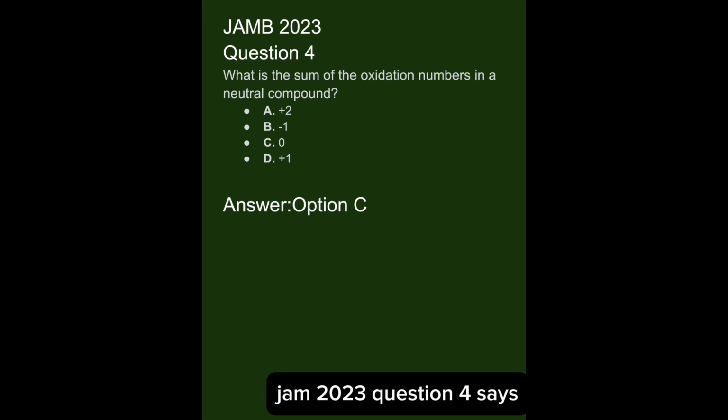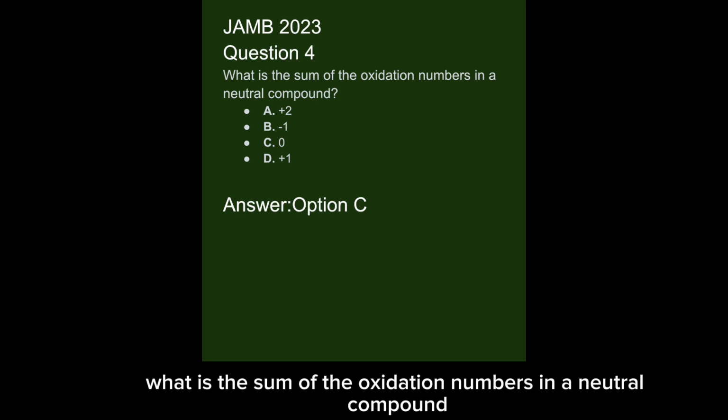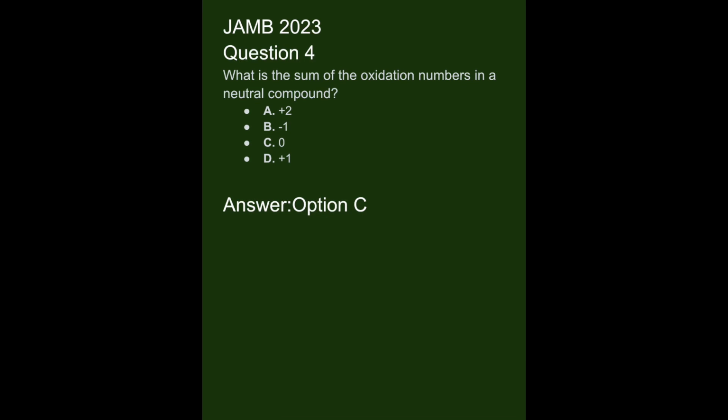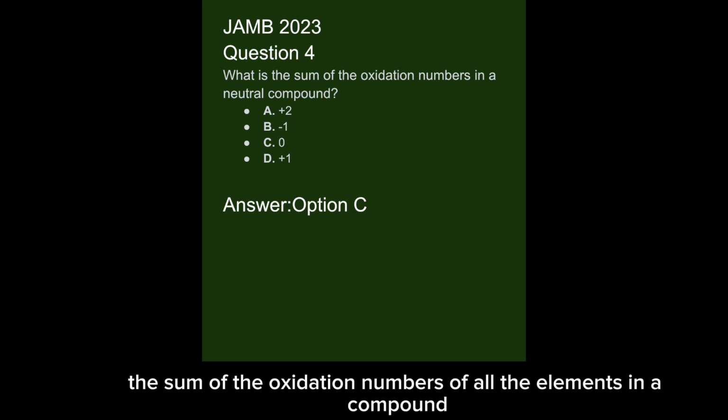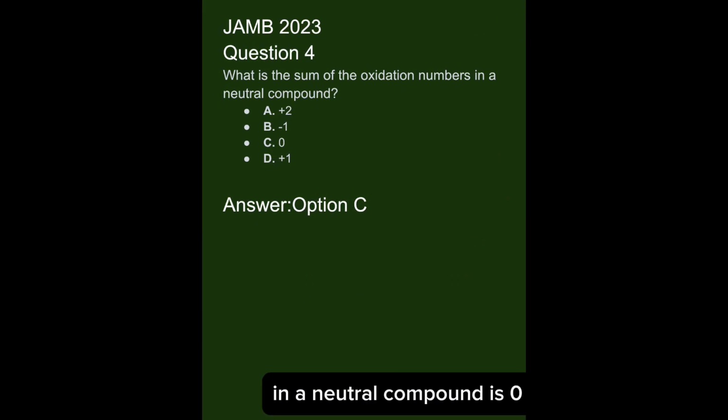JAMB 2023 question 4 says, what is the sum of the oxidation numbers in a neutral compound? Let's recall our third rule that says the sum of the oxidation numbers of all the elements in a compound, in a neutral compound, is 0. So the correct answer here is option C, 0.